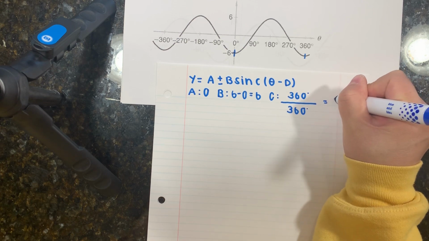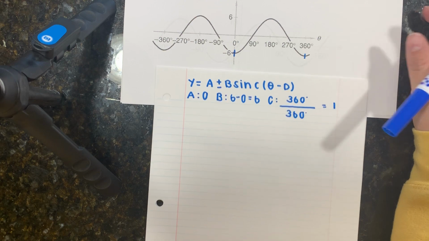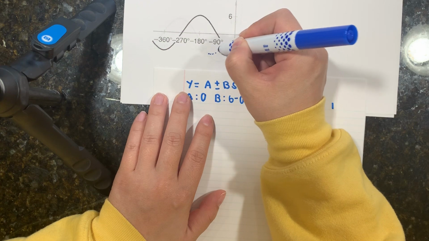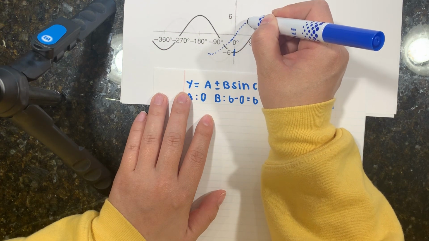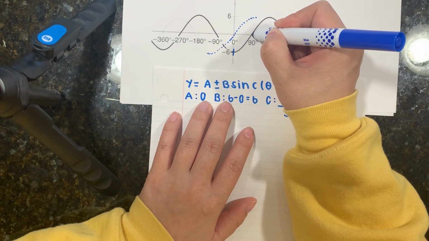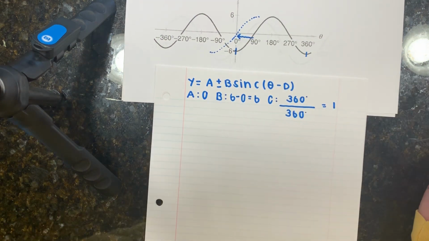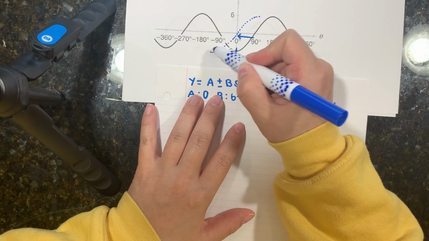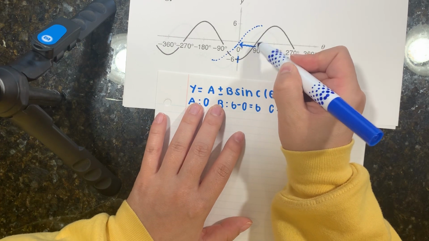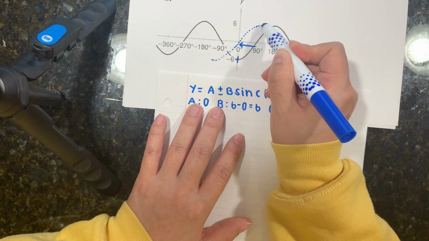So my coefficient C is going to be just equal to 1. But then I need to look at the phase shift. In order for this to be a sine function, I need for this to cross through the origin like this. Currently, it's crossing through at 90 degrees. So I need this whole thing to shift back 90 degrees in order for it to pass through the origin like this. So again, currently it's passing through positive 90 degrees. So I need to shift this back 90 degrees so that it becomes a positive sine function.